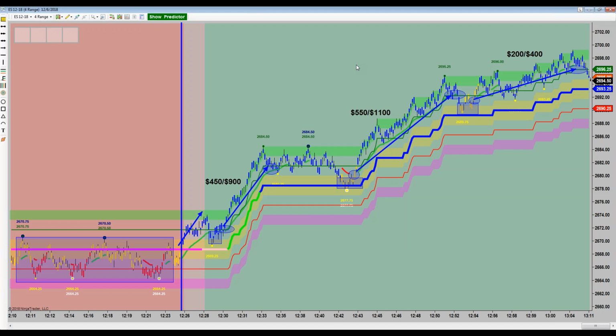So some of you might have got a little better fill and put more contracts on. Some of you maybe didn't, you just did 1. I'm just showing approximately how much these 3 trades at the end of the market today on ES were worth. Okay, Mario.